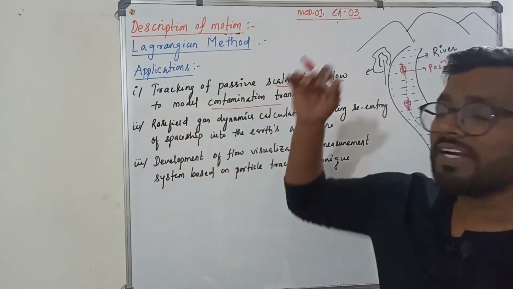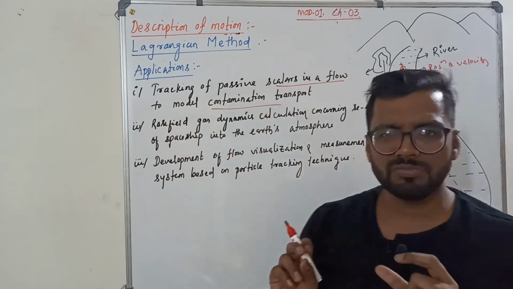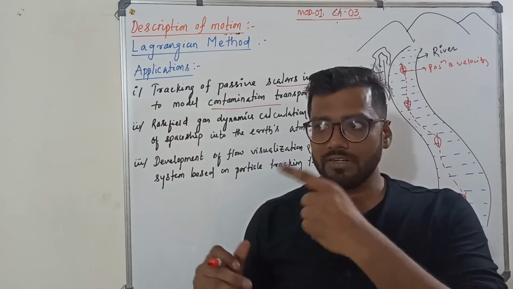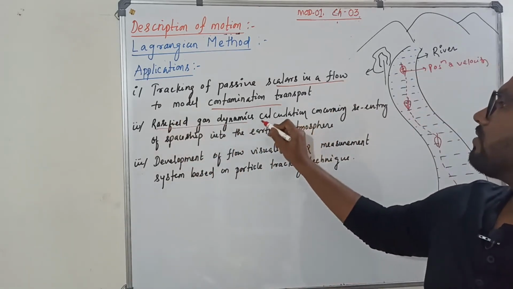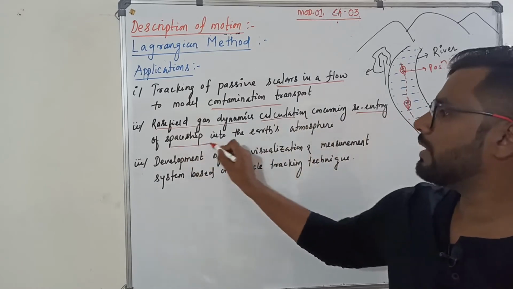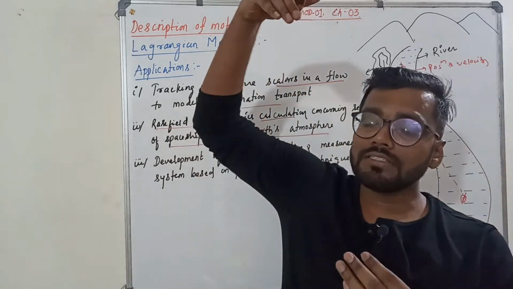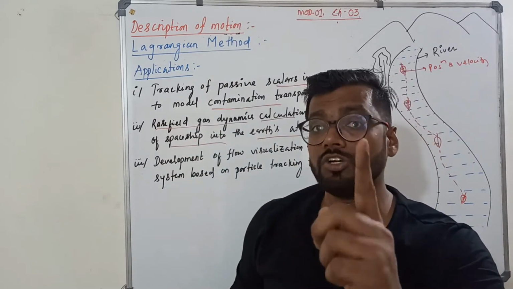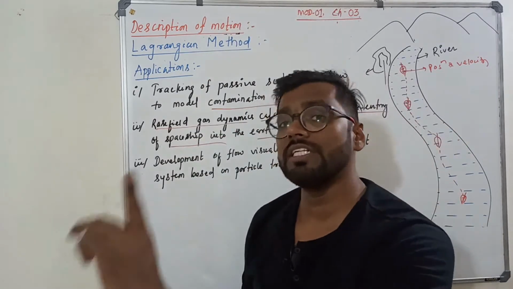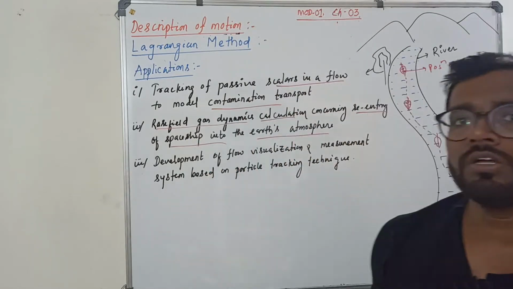Then rarefied gas dynamics. The letters are a little small, next time I will write a little bigger. Rarefied gas dynamics involves calculation concerning the re-entry of a spacecraft into the Earth's atmosphere. As the spacecraft enters the atmosphere, the concept of continuum is no longer valid there, so we can easily go for the Lagrangian model to calculate.